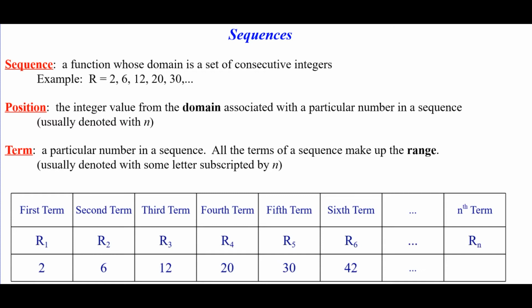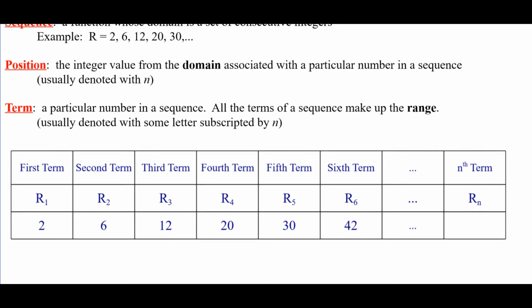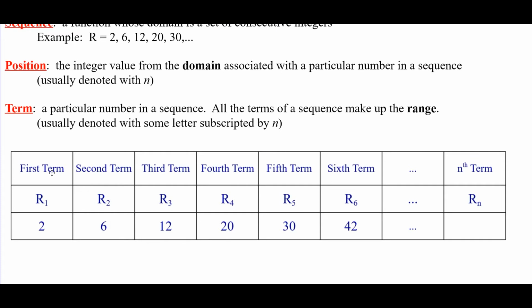Usually when we're talking about a sequence, we use some subscript notation for it. So you can see kind of writing our example down here at the bottom. My first term we would represent as r sub 1 is 2. Our second term, which is r sub 2, is 6. Our third term, r sub 3, is 12. Our fourth term, r sub 4, is 20. The fifth term, r sub 5, is 30. All of those were given to us.